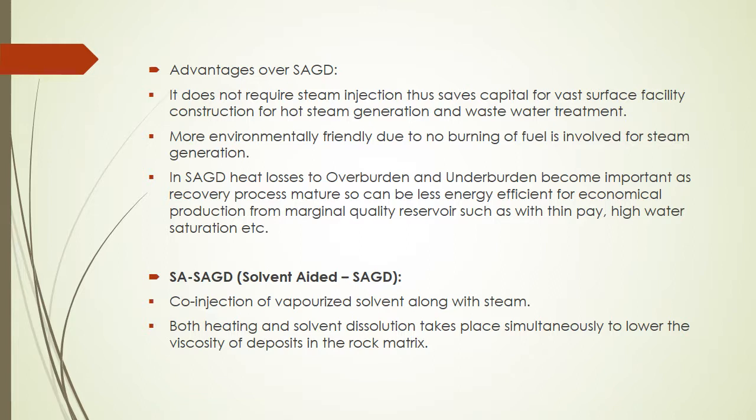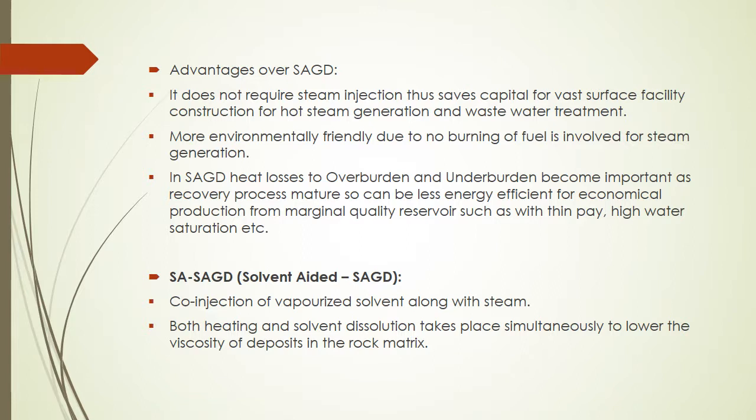In SAGD, heat losses to the overburden and underburden become important as the recovery process matures, so the SAGD process may sometimes be less energy efficient for economical production. The third process I've mentioned is solvent aided SAGD, which is a hybrid process in which we co-inject vaporized solvent along with the steam.